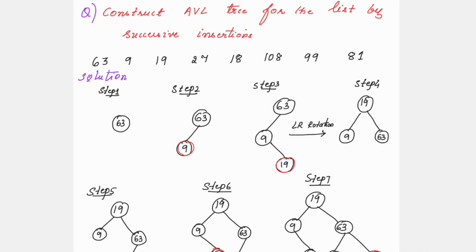You need to write down in how many steps you are constructing the tree. In step 1, you first take the first element 63. It is the only element present in the tree now, no problem. Next you take the next element in the list, 9. 9 will get included to the left of 63, which is lesser than 63. The next, third element is 19. 19 will get included to the right side of 9 as 19 is greater than 9.